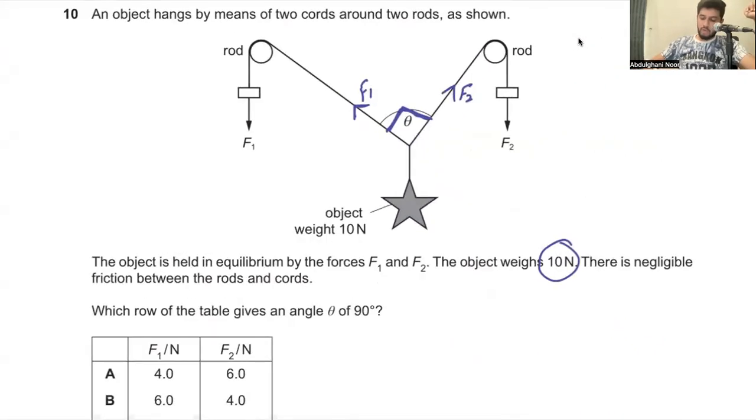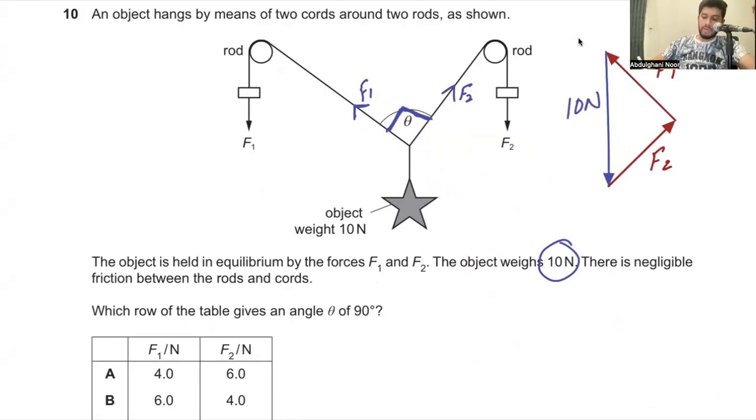Now how would I solve this? I would draw the vector triangle. I would use the head to tail rule and draw the vector triangle. Let's suppose this is F2, and then this is F1, making sure that this is at 90 degrees. This is my resultant and my resultant is 10 Newtons.